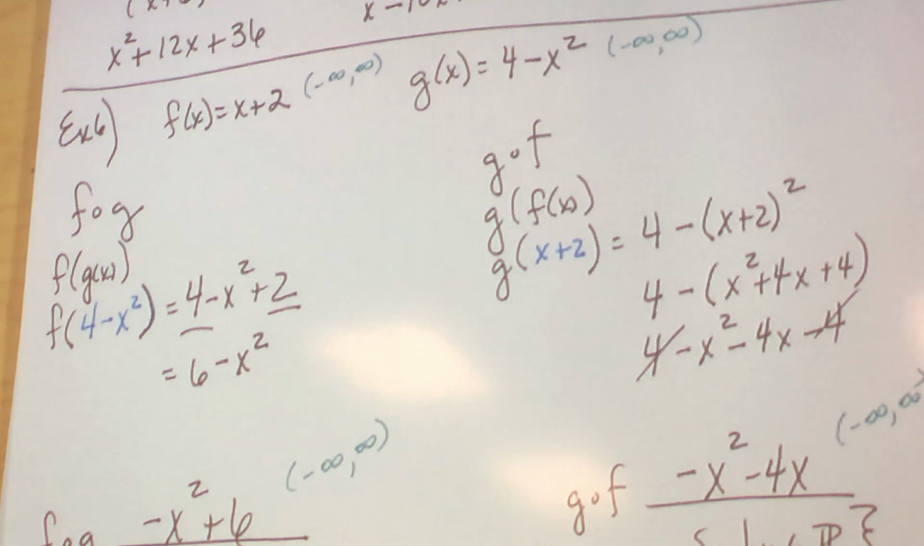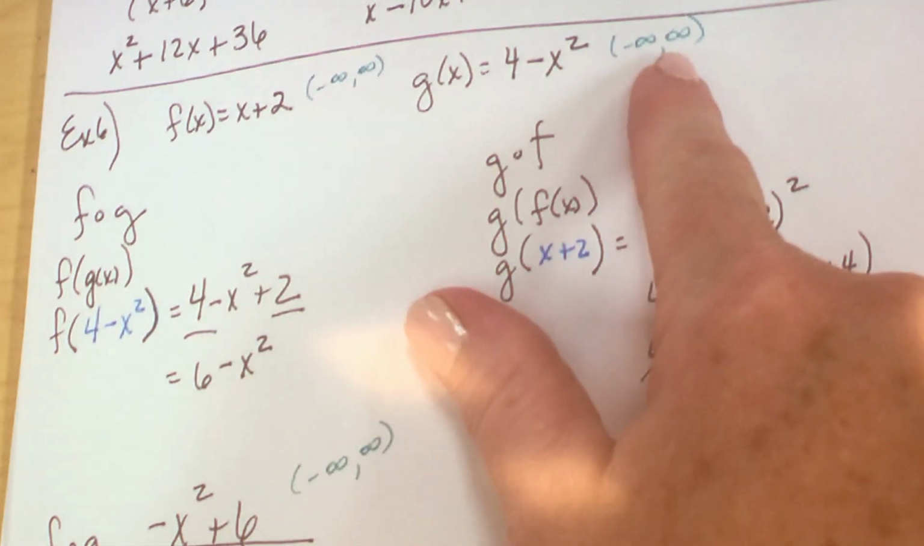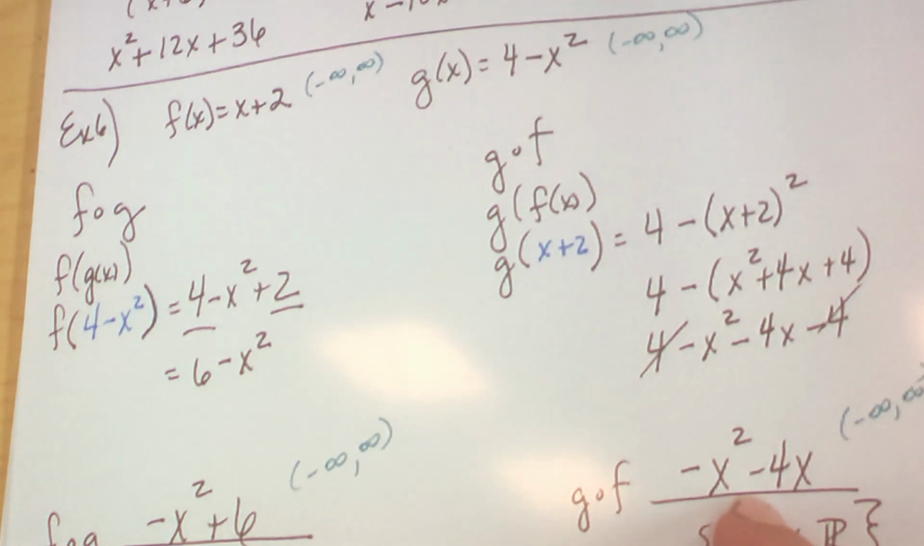Why did you put x as an element of all real numbers? Because there are no restrictions here, there are no restrictions here, there are no restrictions there, there are no restrictions there. So nobody has any restrictions, so x is an element of R, all real numbers.